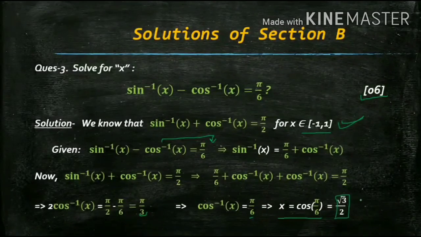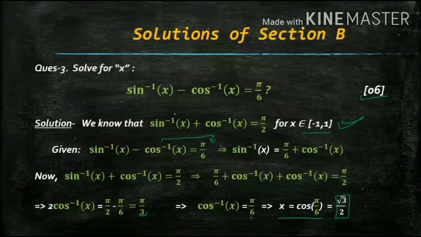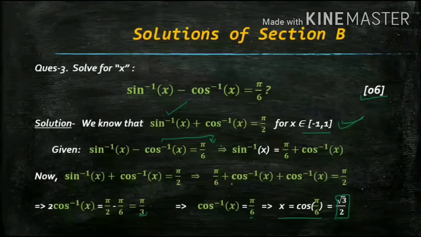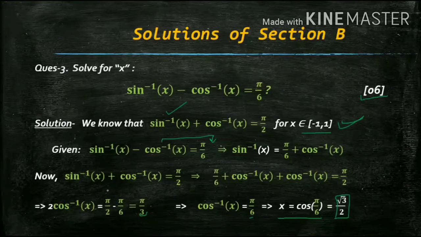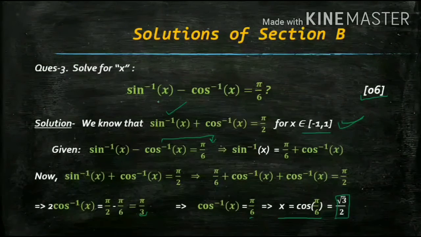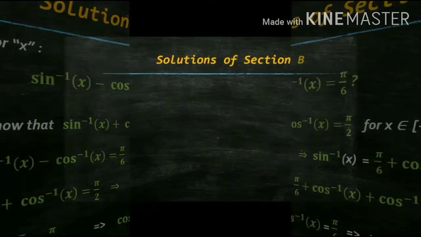So this was an extremely easy question. Nothing you have to do, you just have to remember this property and apply it. Directly solve both equations for x. Either you can solve with cos inverse or you can solve with sine inverse. You'll get the same answer. Okay, so I hope this question is clear. Let's move to the fourth one then.